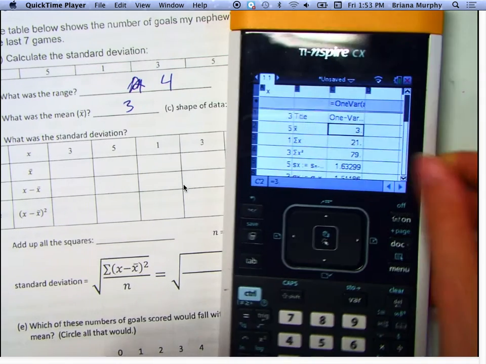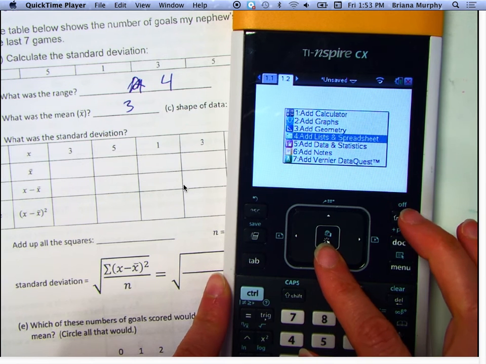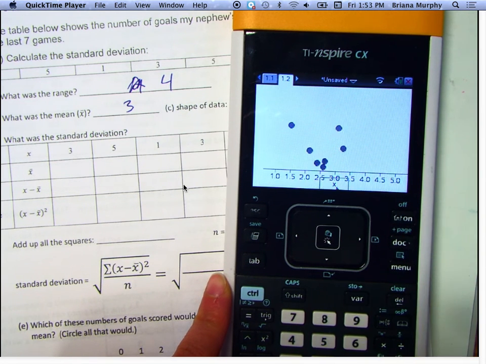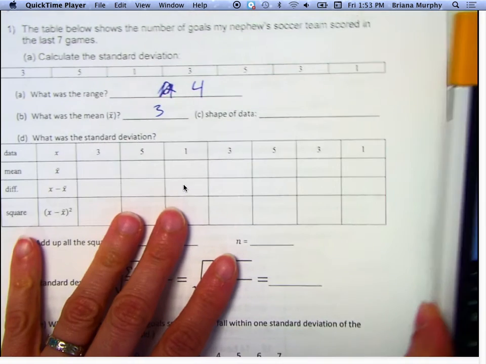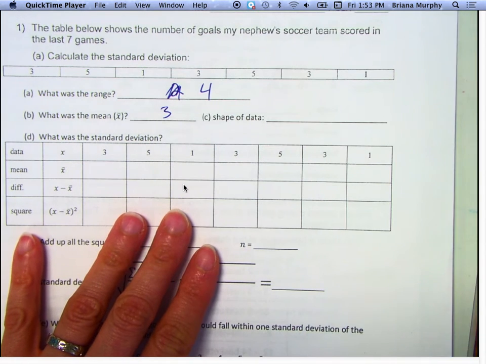If you hit Control Doc, a new page is added. We can add data and statistics, change this to X, and it kind of shows you how the graph looks. So what's the shape of this graph? Symmetric. Symmetric.